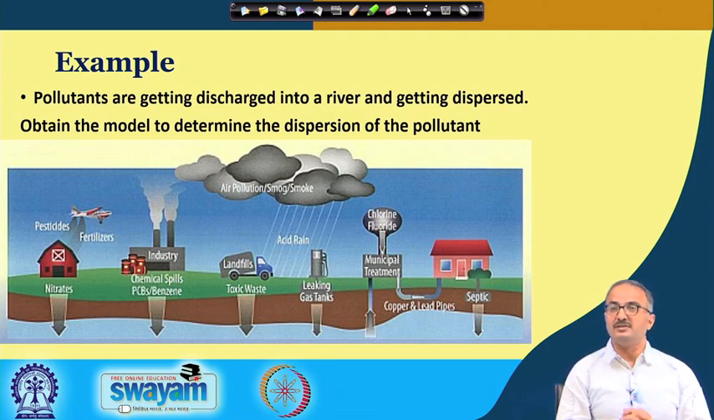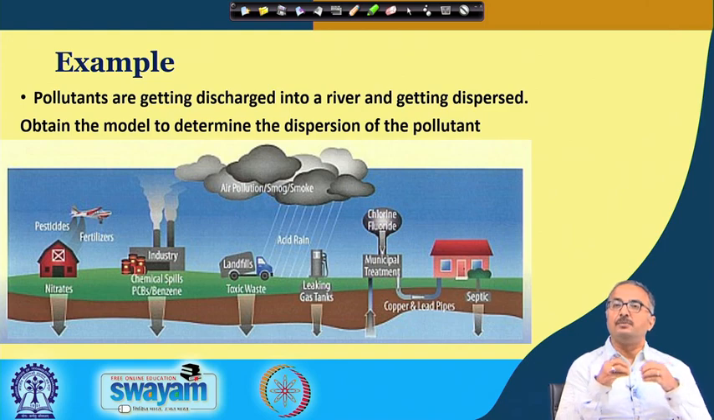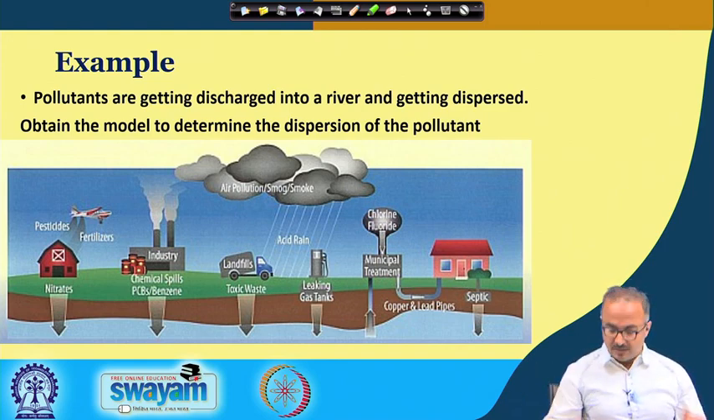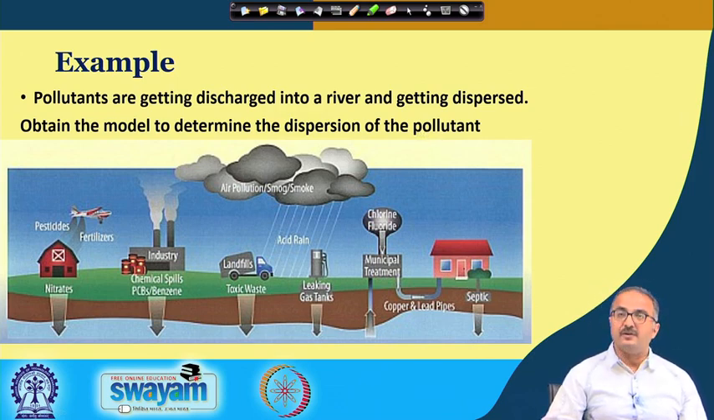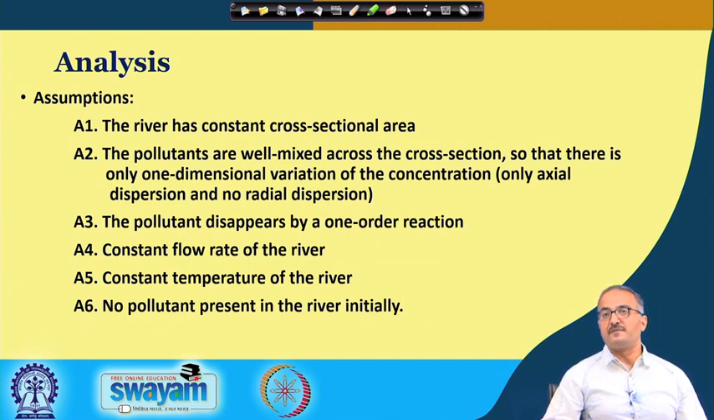Now, our concern is this: how we can apply our balance equations to know how the pollutants are getting dispersed into the atmosphere. So for this particular problem, we have taken only river pollution, and we are seeing that some pollutants are getting discharged into the river and getting dispersed. So we have to obtain the model to determine how the pollutants are getting dispersed into the river. For the sake of simplicity, I have considered only one species, but you can extend it for multi-species.